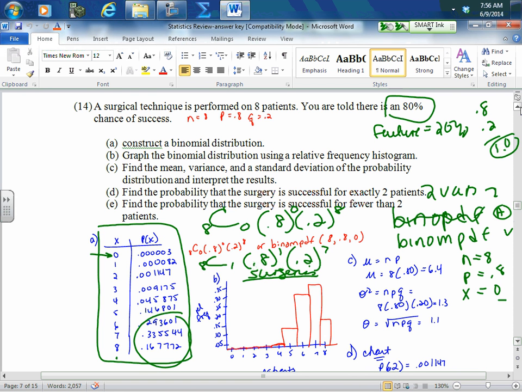It does affect your mean on this, but again, your mean, you could do L1, L2. Or, we have a quick way to do this. If your table is too large and you don't want to do L1, L2, we have your little formulas. Mean equals N times P. N being 8, probability of success being 0.8. And you can find your mean. Your standard deviation, N times P times Q. This table's not that bad. You could do L1, L2 if you wanted to, but you could use these as well.